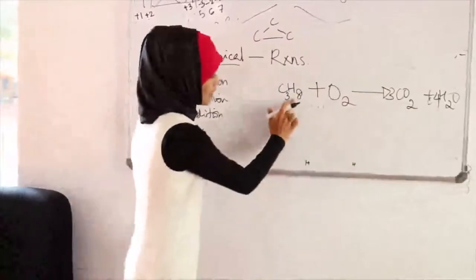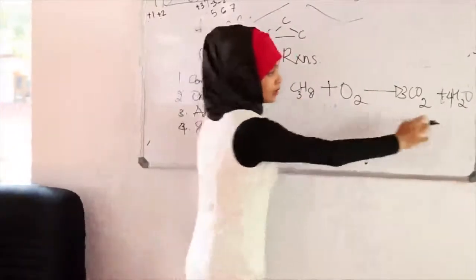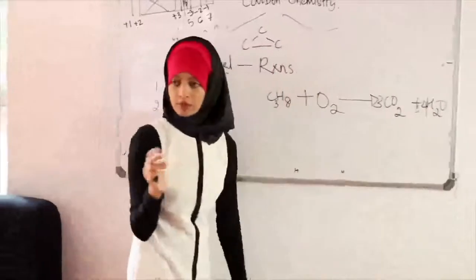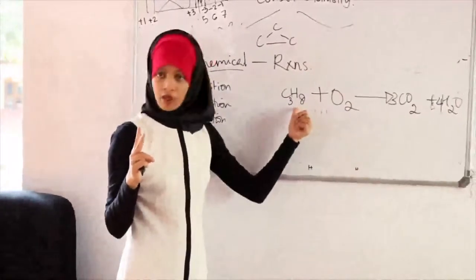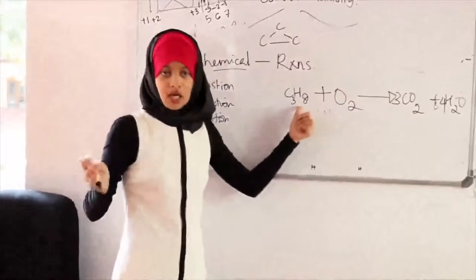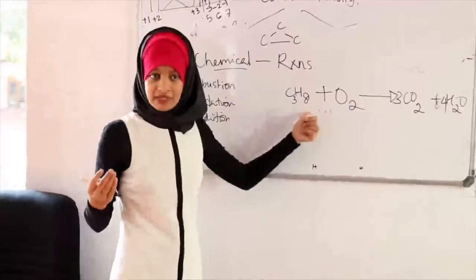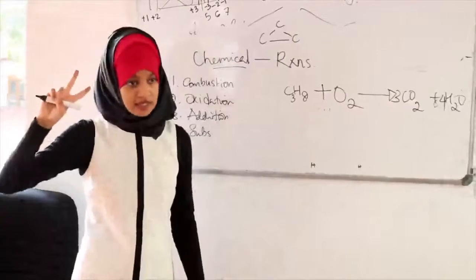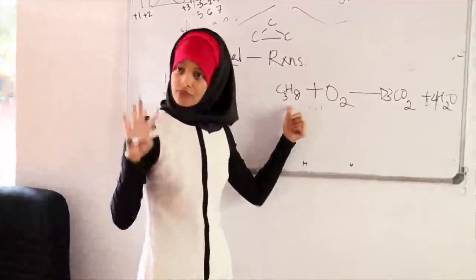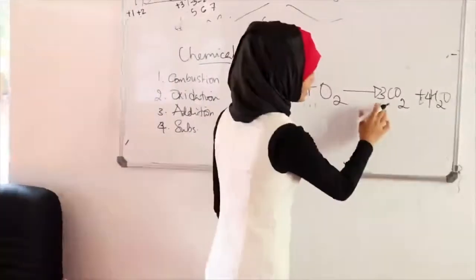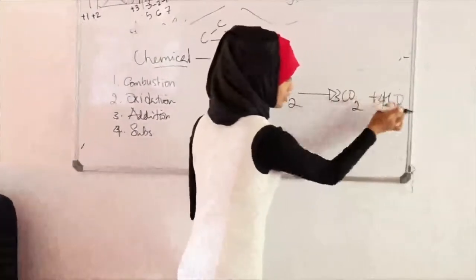Because see here, you have 8 hydrogens, right? In a water molecule, you have 2 hydrogens. So if you have 8 hydrogens reacting, how many water molecules can form? Half of this, because 1 water molecule needs 2. So if you have 8 hydrogens, how many water molecules will form? 4. So now what's the extra thing that's remaining?